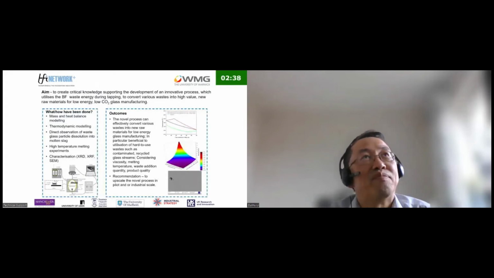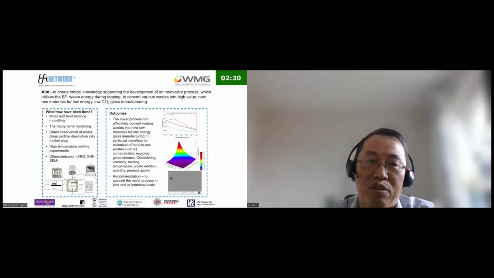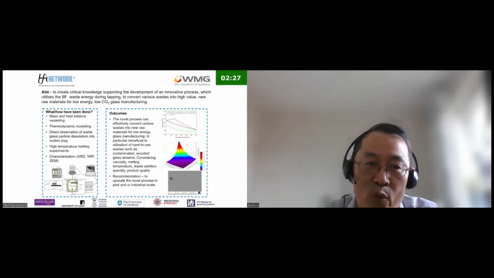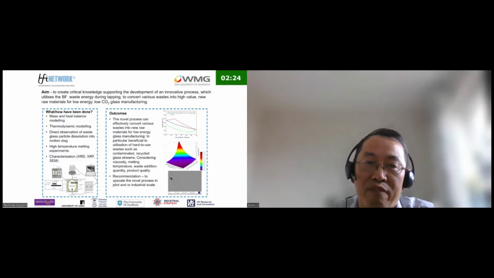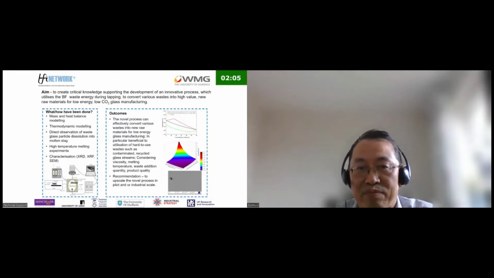So basically, the ultimate aim of this project is, with a number of industry partners, we want to develop an innovative process to convert various industry waste to value-added raw materials for the glass industry by using blast furnace waste heat. And this Transform Foundation Industries Network Plus project is to create the fundamental knowledge and skills to support the development of such an innovative process.